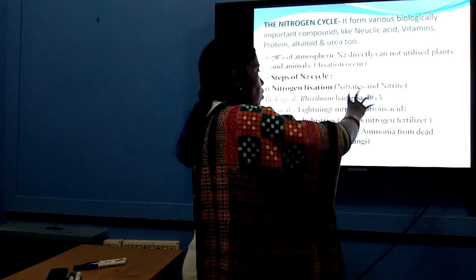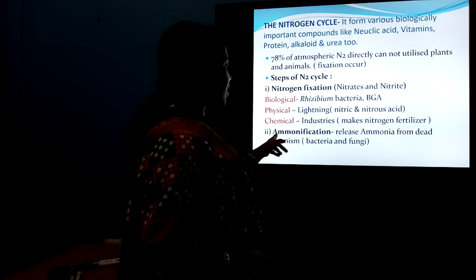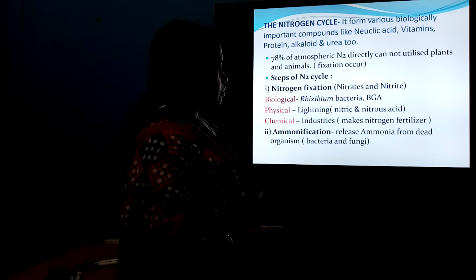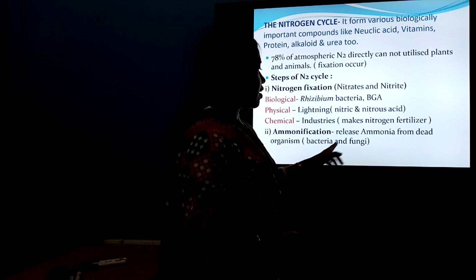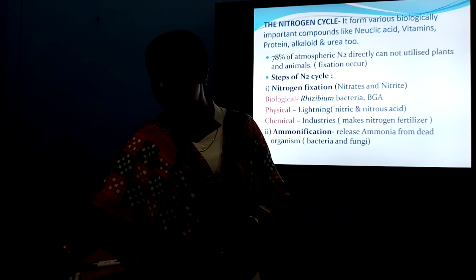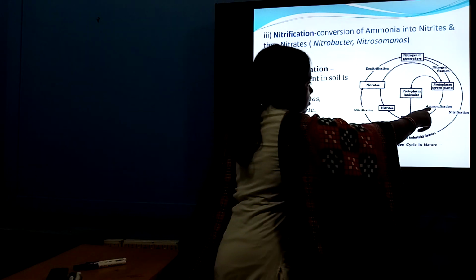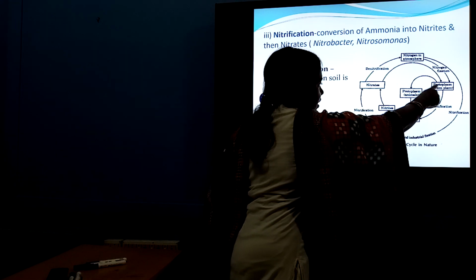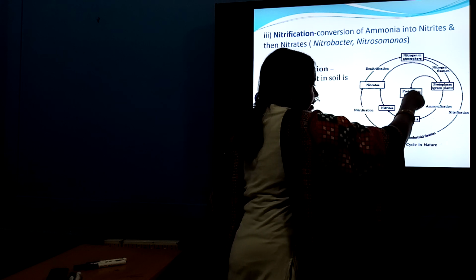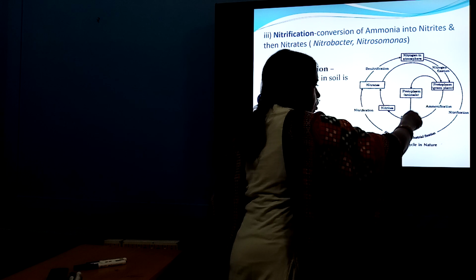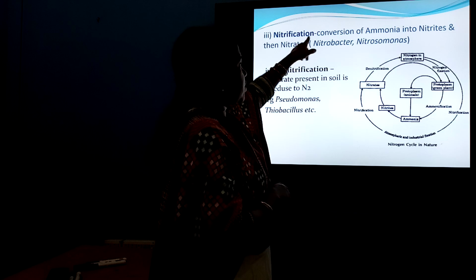And these fertilizers occur in a soluble form that can be absorbed by the plant. Now the second is ammonification, that is the release of ammonia from dead organisms by bacteria and fungi. That phenomenon is called ammonification, because we know that plants and animals have a specific lifespan. If they die, they get decomposed and from their body ammonia is released, called ammonification.